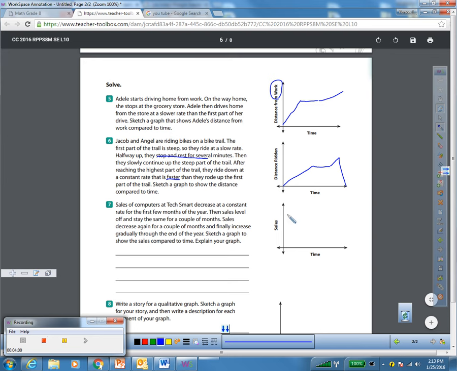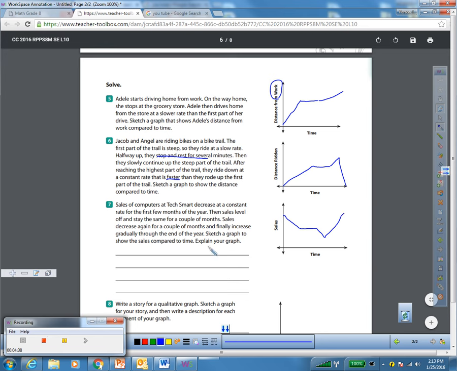first few months of the year. So let's say sales are up, and then they're going to decrease at a constant rate. There's the decrease. Going back to the story now. Then sales level off and stay the same for a couple months. So now I'm going to level them off. Sales decrease again for a couple months. So go down again. And finally increase gradually through the end of the year. So a gradual increase going up through the end of the year.